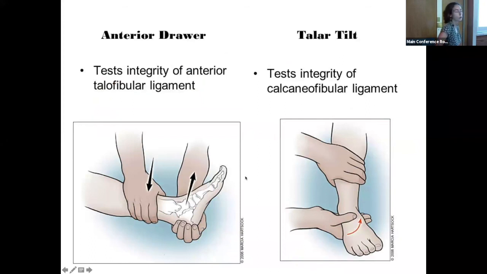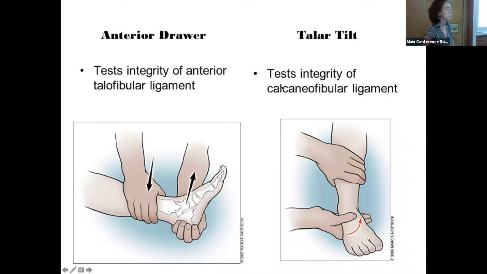So what do I mean by anterior draw? This is just like the anterior draw in the knee. You stabilize the tibia and the fibula, hold onto the calcaneus and pull anteriorly on the leg. Usually, you want to have the leg in about 20 degrees of plantar flexion when you do it. A little bit of give is fine, but what you really want to get is that firm end point. If it feels really mushy and lax, then you probably have a tear.